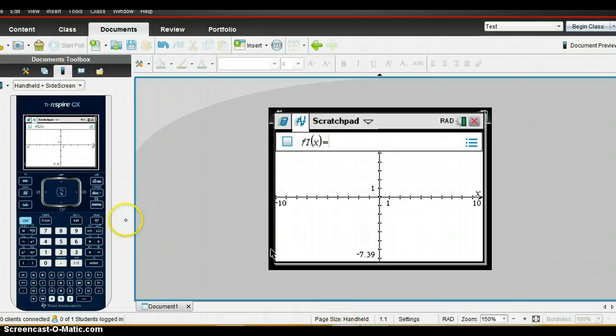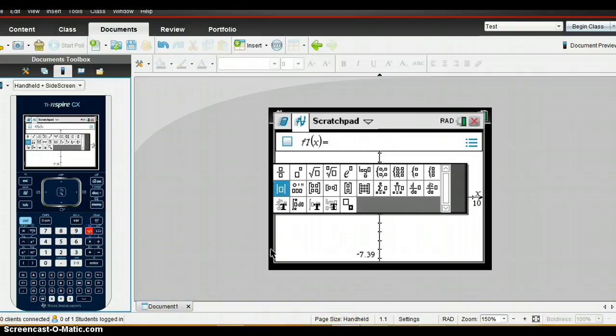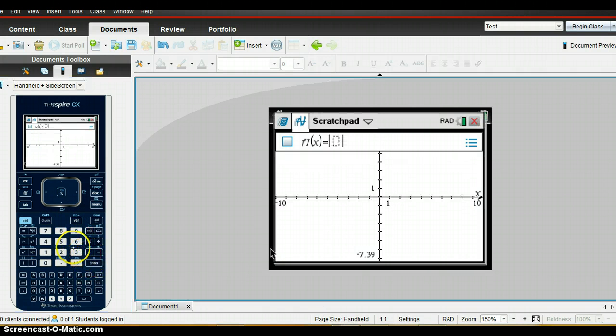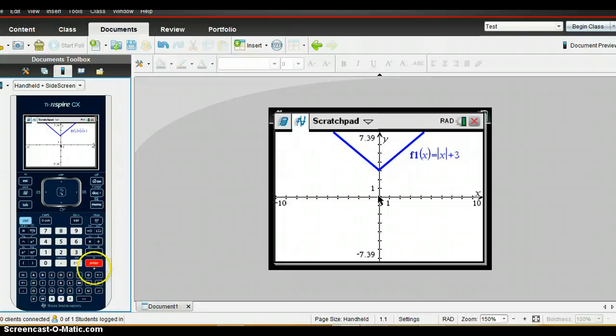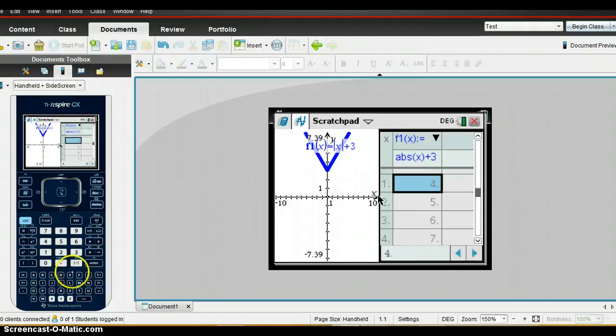So when we go here, the absolute value, remember that's over here. So enter. So then we have x, and outside is plus 3. Then you hit enter again. Control T brings up your table, and then you can find your stuff on the table.